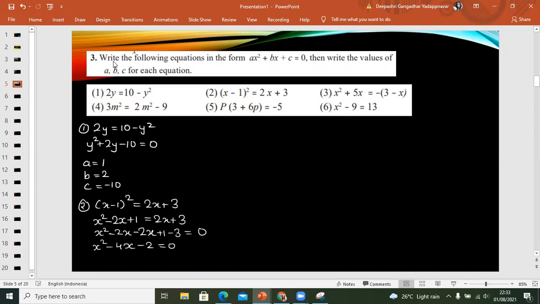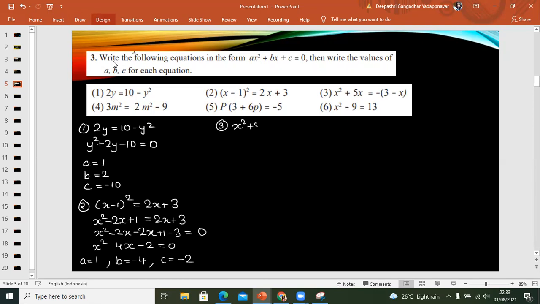So here this is a quadratic equation form. Let's write the value of a. A value is the number in front of x square, that is 1. B value is the number in front of x, that is negative 4 here. And c value is the constant number, which is negative 2. Let's solve the third question.